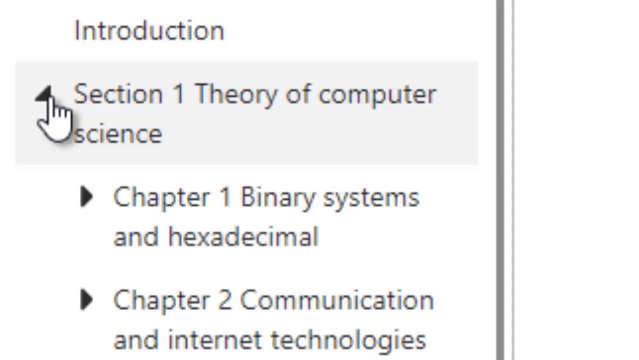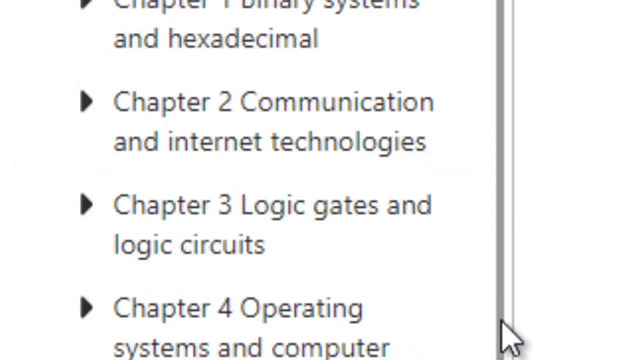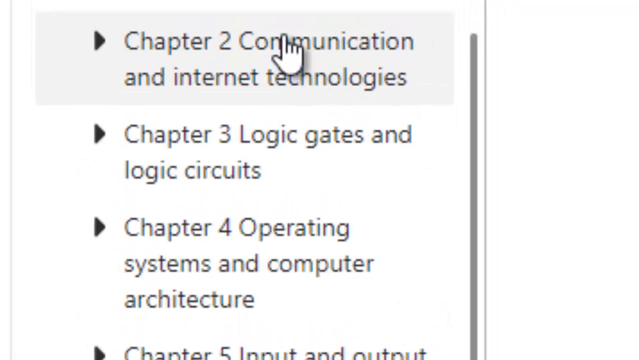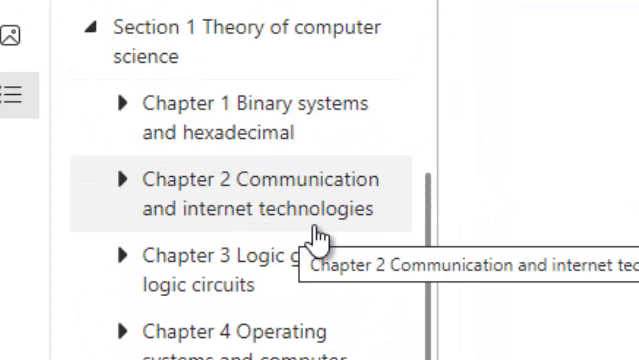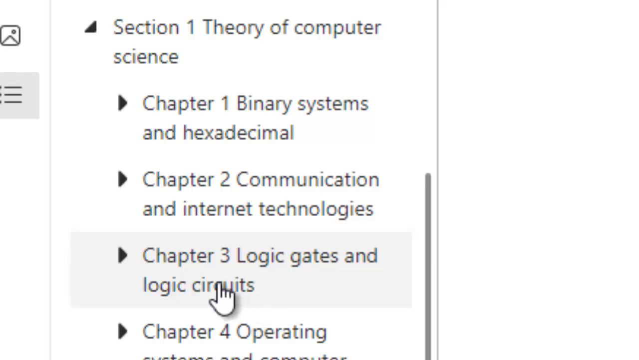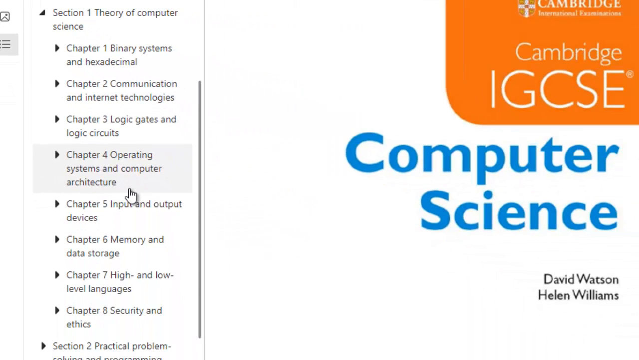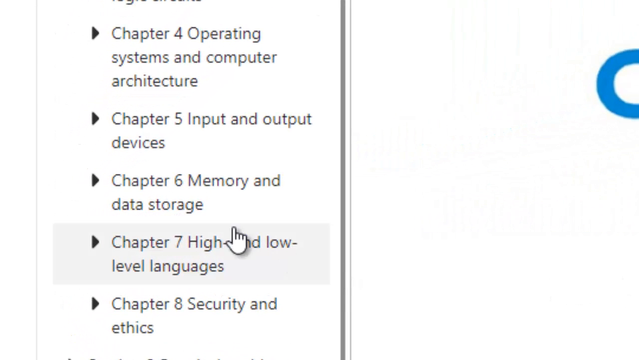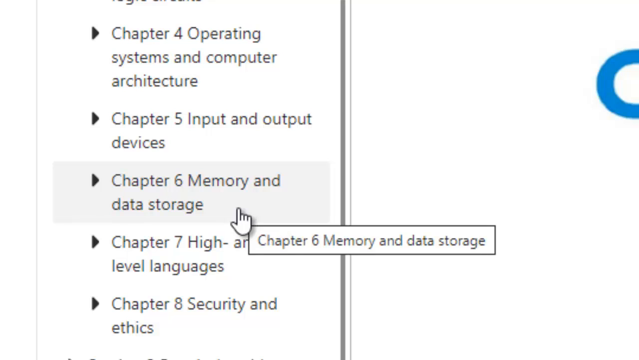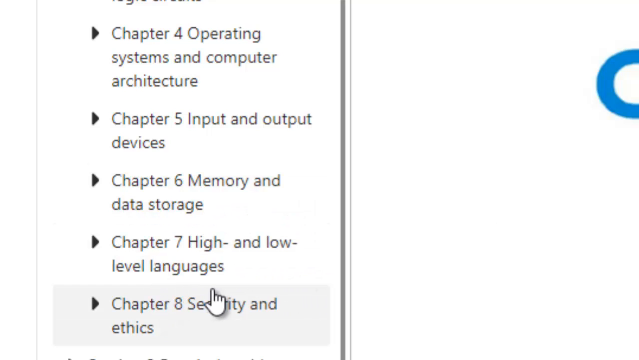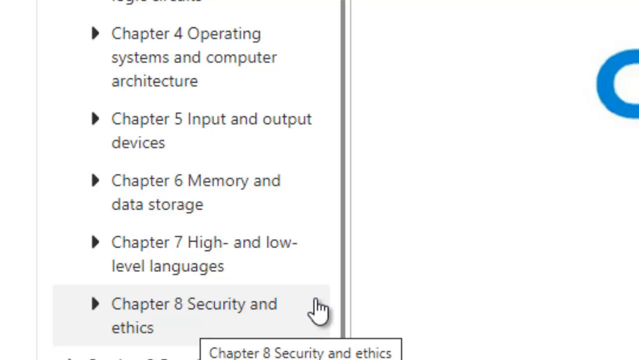In the old syllabus, the first chapter was binary system and hexadecimal. Chapter 2, communication and internet technologies. Chapter 3, logic gates and logic circuits. Chapter 4 is operating system and computer architecture. The fifth is input and output devices. The sixth chapter is memory and data storage. The seventh chapter is high level and low level languages. Chapter 8 is security and ethics. This was all about section 1, paper 1.